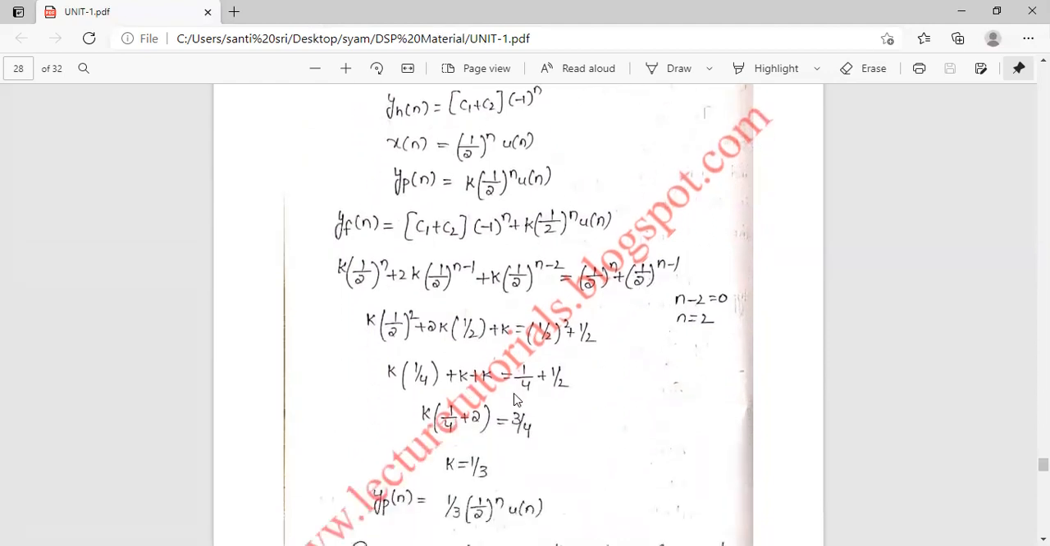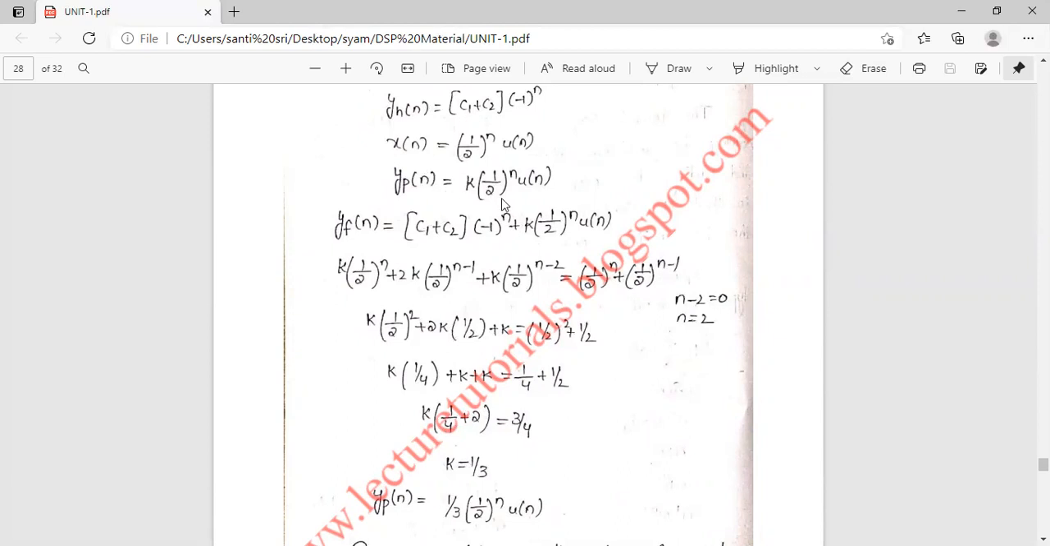Here maximum n minus 2 level is there, so n minus 2 equal to 0, or n is equal to 2. Substitute n equal to 2 in this equation. So k into (1/2)^2 plus 2 into k into (1/2)^(2-1), that is 1, plus k is equal to (1/2)^2 minus 2, that is 0. Okay, (1/2)^2 plus (1/2)^(2-1), that is 1. Okay, so k into 1 by 4 like this, so we will get the value of k as 1 by 3. Okay, so what is the particular solution?